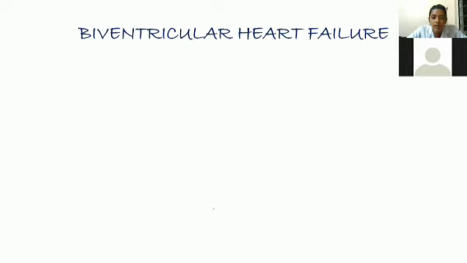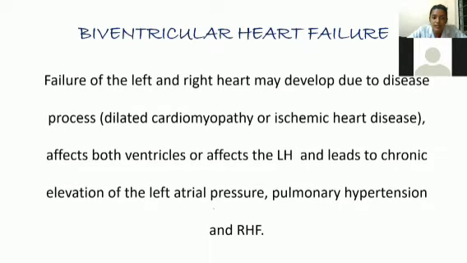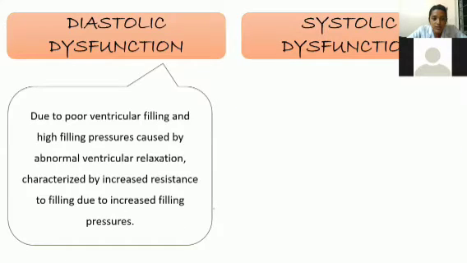Next is biventricular heart failure. You can understand it is when both ventricles, right and left, have heart failure. Then diastolic dysfunction and systolic dysfunction. Diastolic dysfunction is due to poor ventricular filling and high filling pressures caused by abnormal ventricular relaxation. Relaxation is not occurring adequately, so diastole, or filling in of the blood, is not occurring properly.